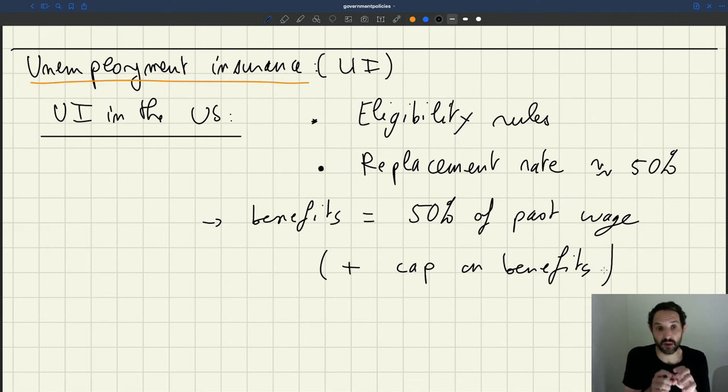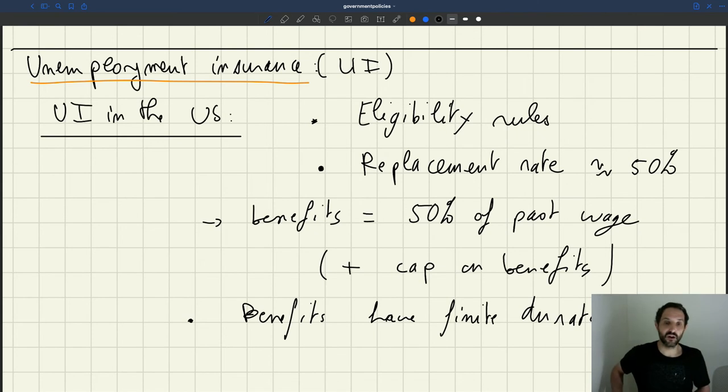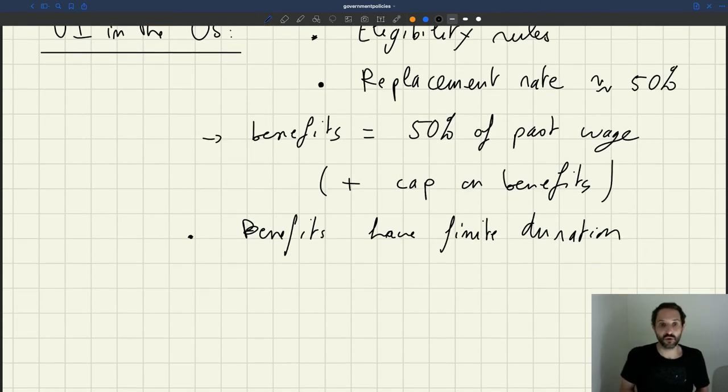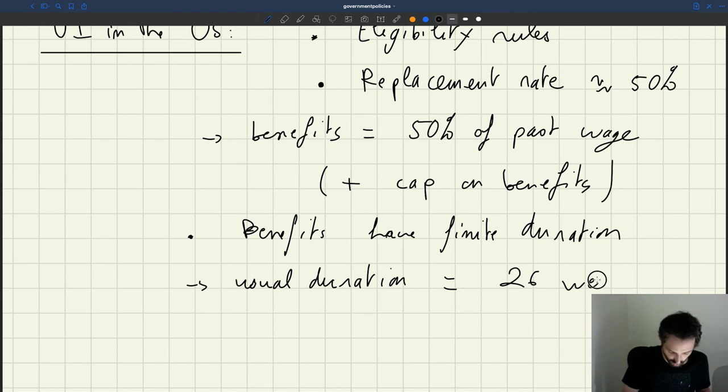Another thing that's interesting about the program is that when you get UI benefits, you don't get them forever. UI benefits have a finite duration. And the rules for that duration are kind of complex, but also quite interesting. So usually the duration for UI benefits is half a year. That is 26 weeks. Usually UI duration is measured in weeks. That's 26 weeks.